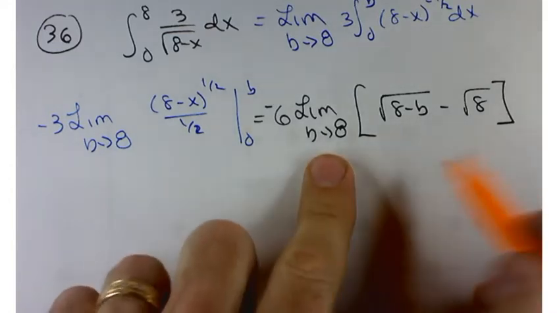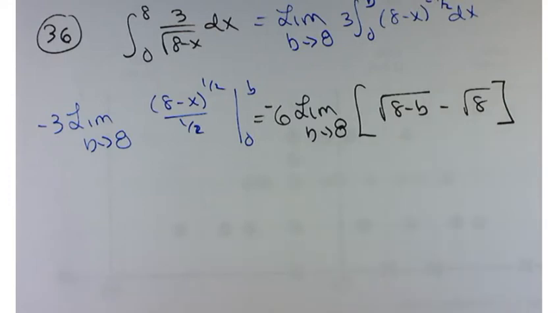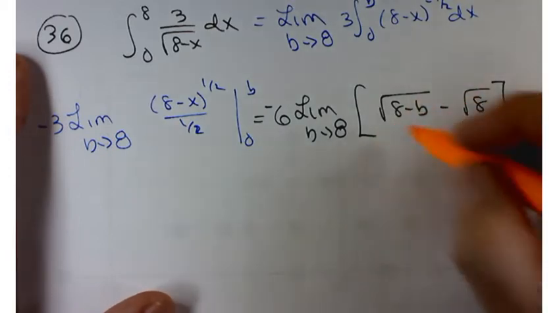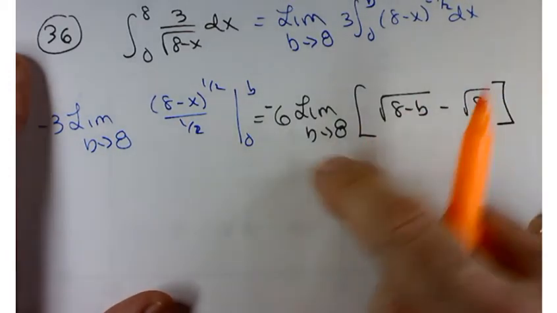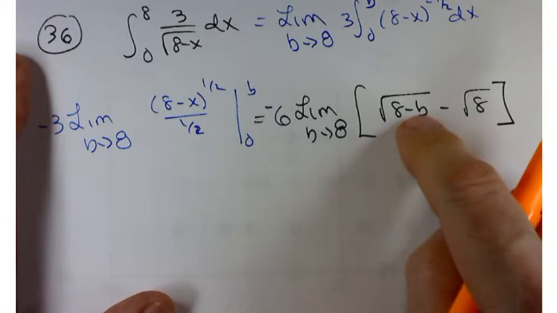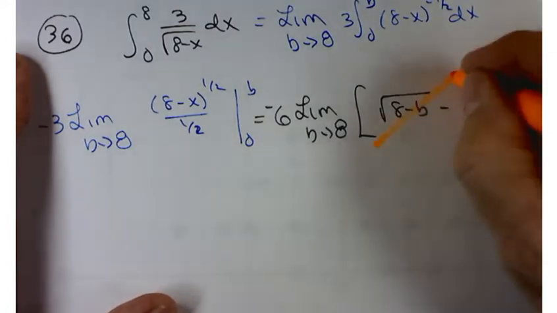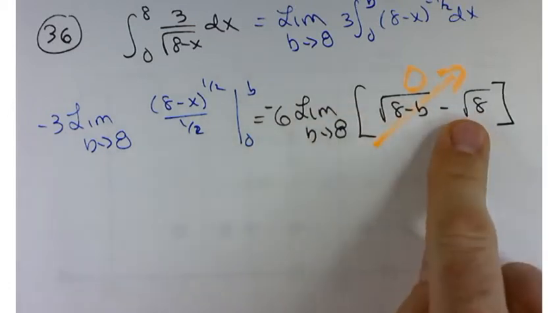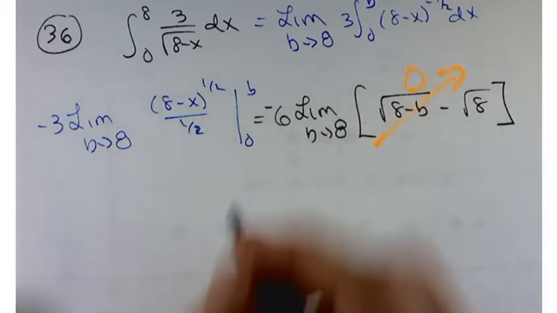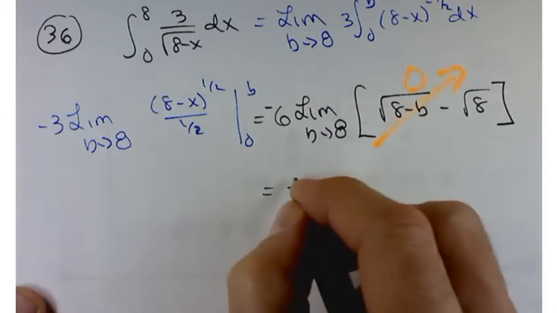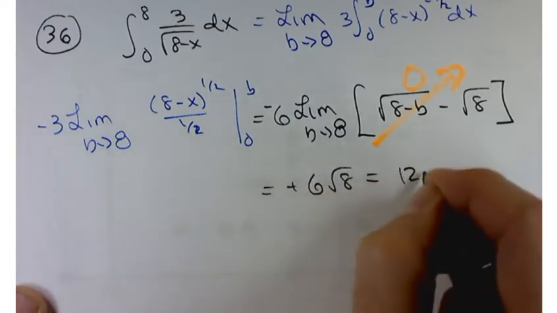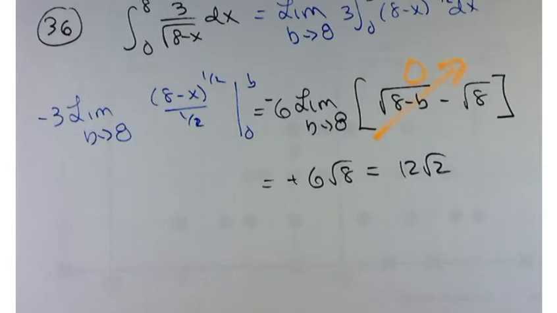What's going to happen when I take the limit? What's going to happen to this term when I take the limit? As b approaches 8, it goes to 0, right? So it's 0. So I have -6 times -√8. So it's going to be a positive 6 square roots of 8, or better yet, 12 square roots of 2. Nice.